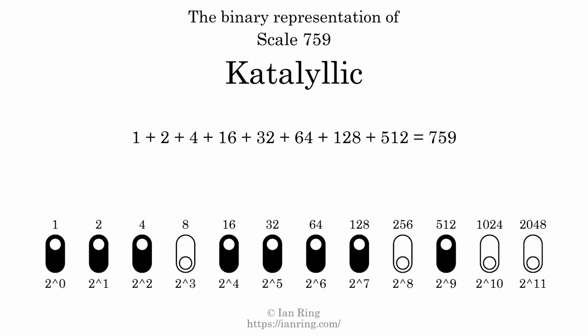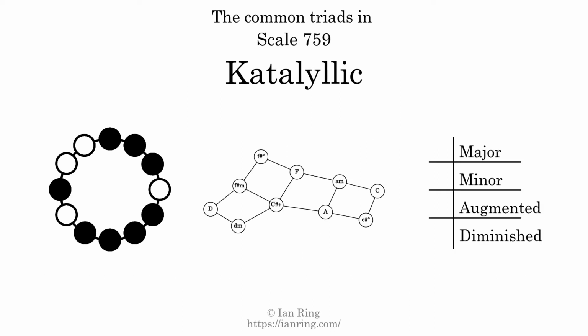The scale number not only enumerates the scale with a unique index, but it also literally describes the tonal content of the scale. Represented as a binary number in base 2, the scale number is 001011110111. Here are the common triads present in this scale.